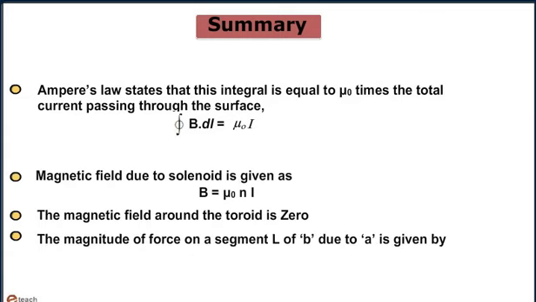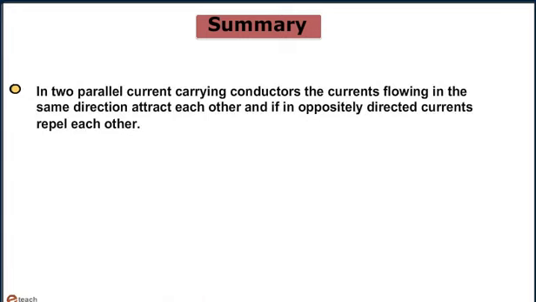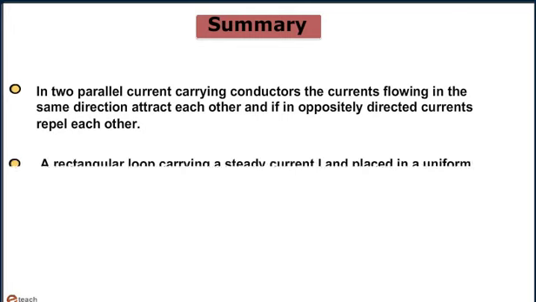The magnitude of force on the segment L of B due to A is given by F BA equals I B L B A equals mu naught I A I B L upon 2 pi d. Two parallel current-carrying conductors with current flowing in the same direction attract each other, and if in opposite directions, repel each other.